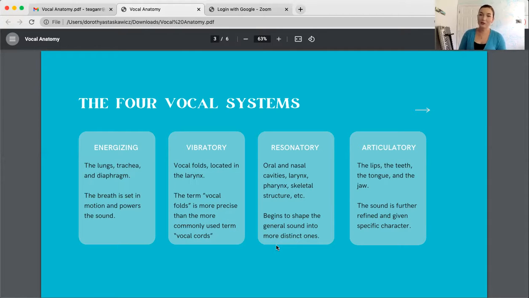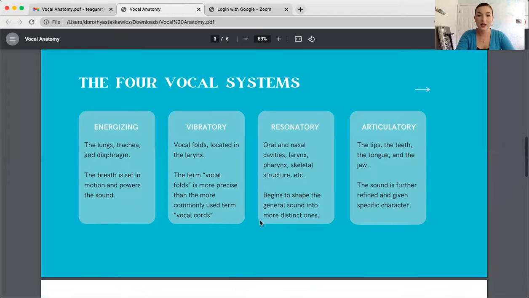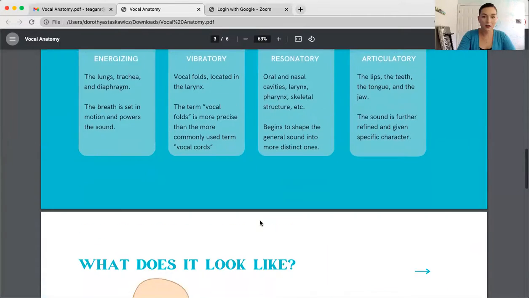And it is especially important in singing because you could sing a variety of different notes, or whatever you're going to be singing, and that's just going to be utilizing your energizing, your vibratory, and your resonatory sound. But once you engage your articulatory system, that's what allows you to sing specific phrases and really let the audience or whoever's listening to you know what you're saying or what you're speaking. All right, we're going to take a look at what these systems look like.